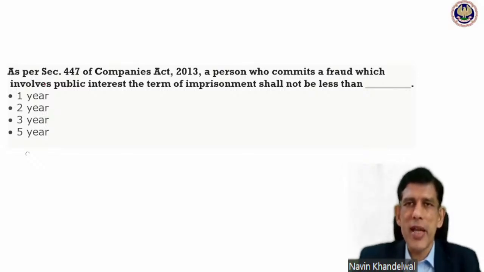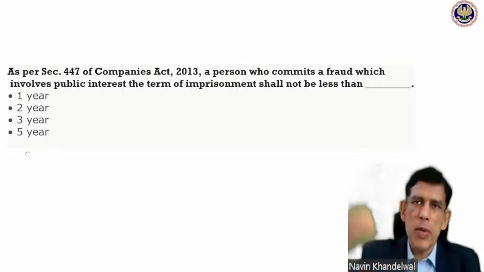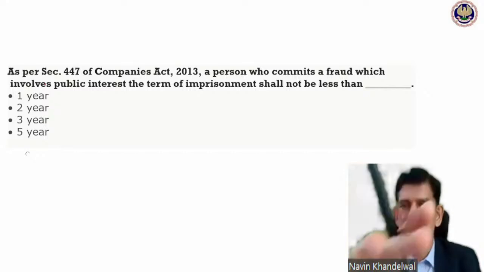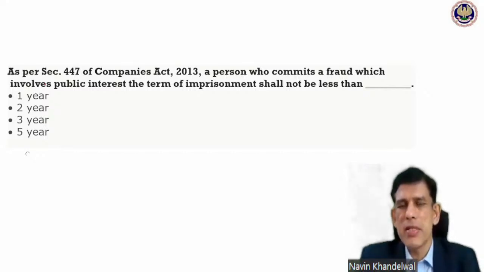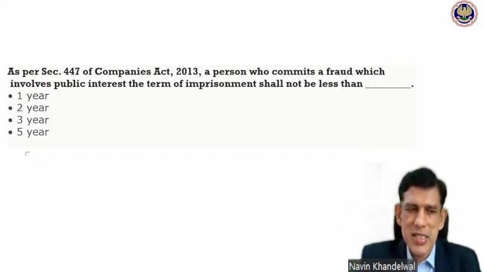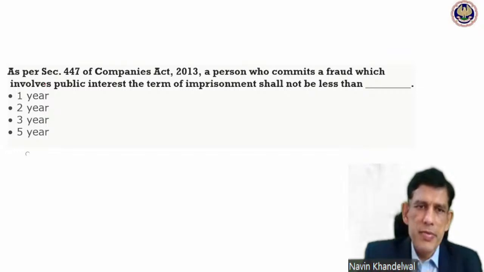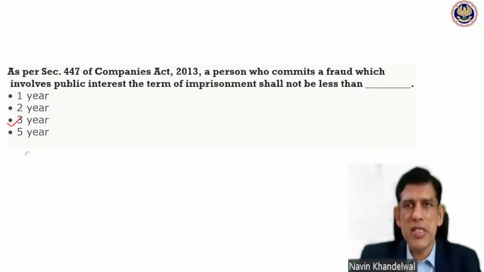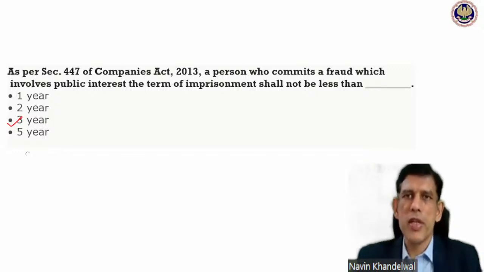Section 447, I think we have just studied and we have stressed on those points. Public interest, no public interest. Amount wise also clarity is there. More than 10 lakhs, less than 10 lakhs, more than 10 lakhs with no public interest, more than 10 lakhs with public interest. So for more than 10 lakhs and public interest, the minimum period of imprisonment is 3 years. Wherever public interest is involved, minimum imprisonment is 3 years.